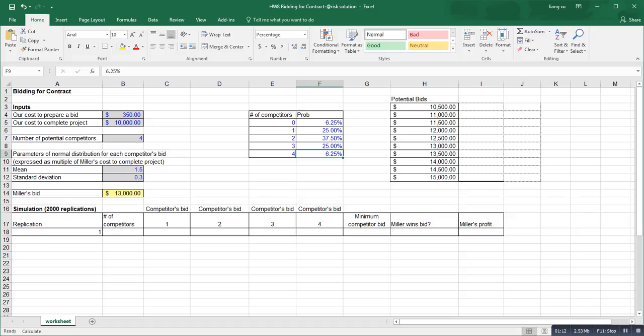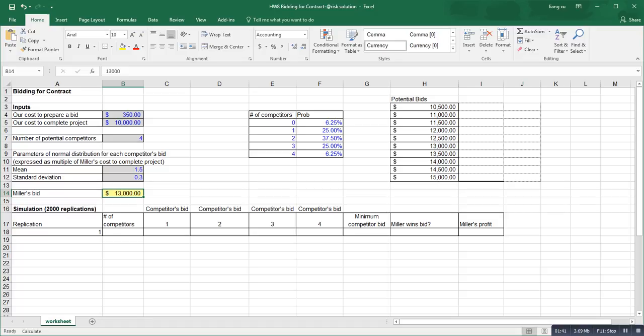Suppose competitor 1 decides to join the bid, then the bidding amount is the cost for Miller's Construction to finish the project multiplied by a normal multiplier. The mean of this normal distribution is 1.5, with a standard deviation of 0.3. So sometimes they will bid over this cost, sometimes they will bid lower than this cost.